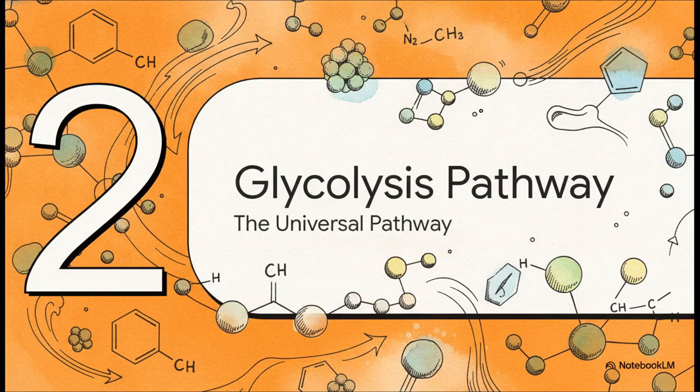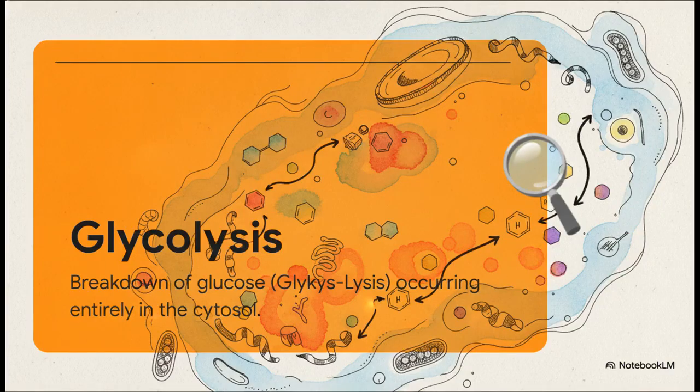Moving on to Section 2, glycolysis, the universal pathway. The name glycolysis derives from the Greek words glykos, meaning sweet or sugar, and lysis, meaning to split or break apart. So it translates literally to the breakdown of sugar. And what makes this primary catabolic pathway so utterly fascinating is its location. All of the glycolytic enzymes driving this process live right directly in the cytosol of our eukaryotic cells. It doesn't even need to be tucked away inside a specialized organelle like the mitochondria to get started. The whole process fires up right out in the main cellular fluid.